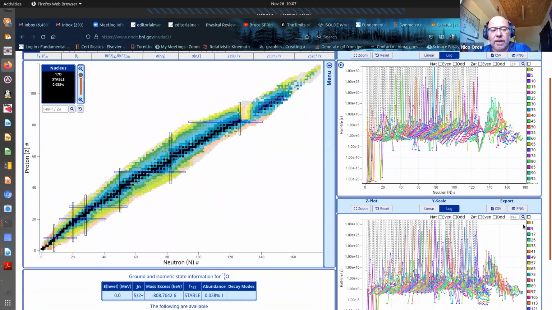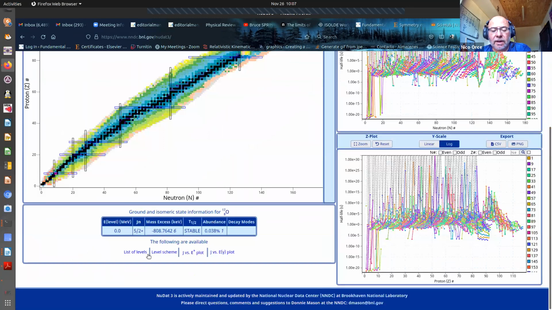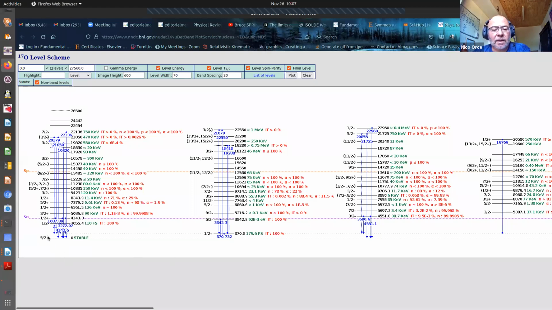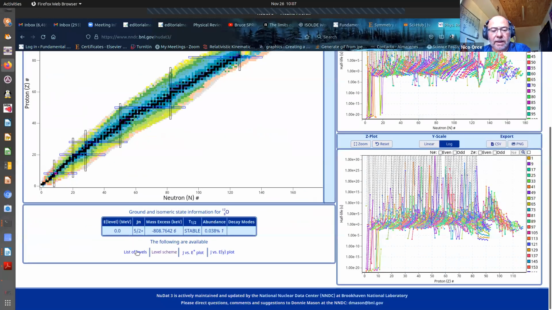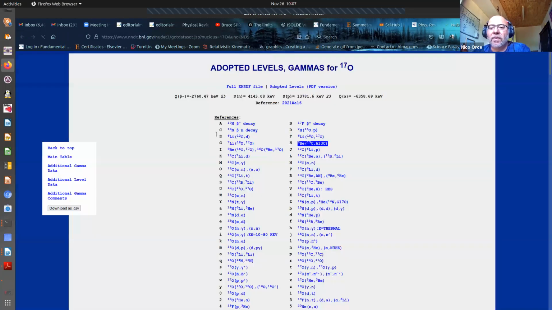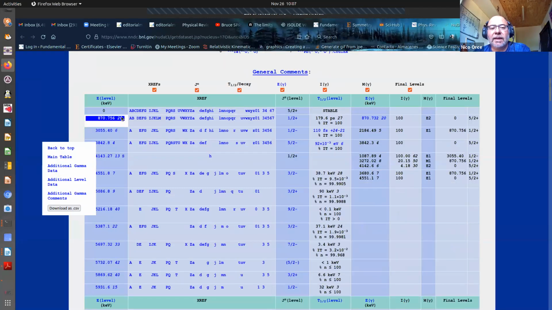And we go down here and we check the level scheme. So basically the level scheme is telling us what the ground state is. It's a 5/2 plus. But let's make it a list of levels so it's neater. The ground state, as you can see, is a 5/2 plus, right? So it's a stable nucleus with a 5/2 plus ground state.